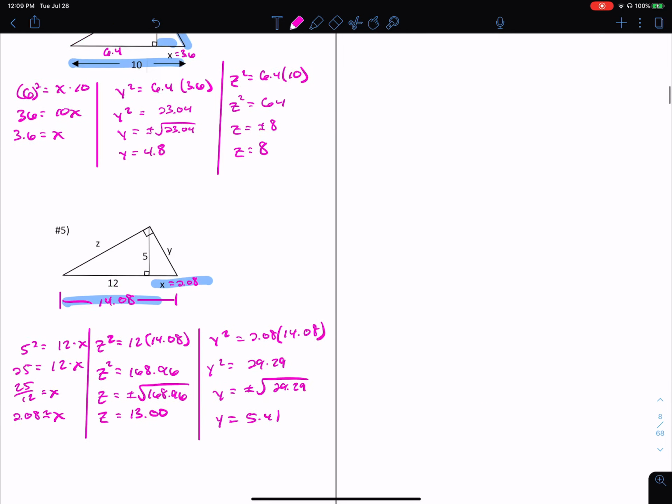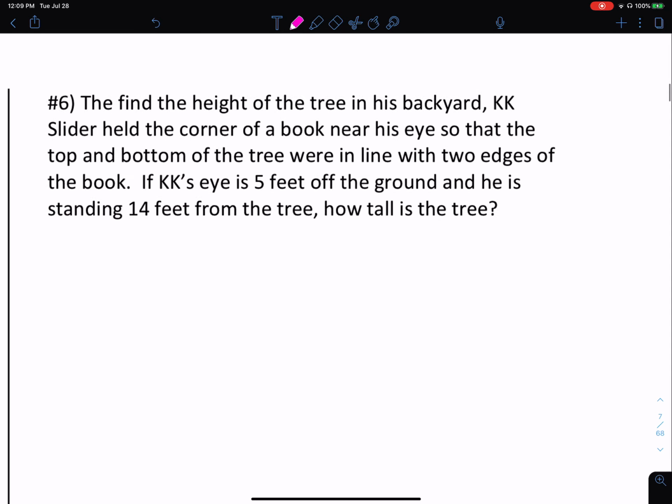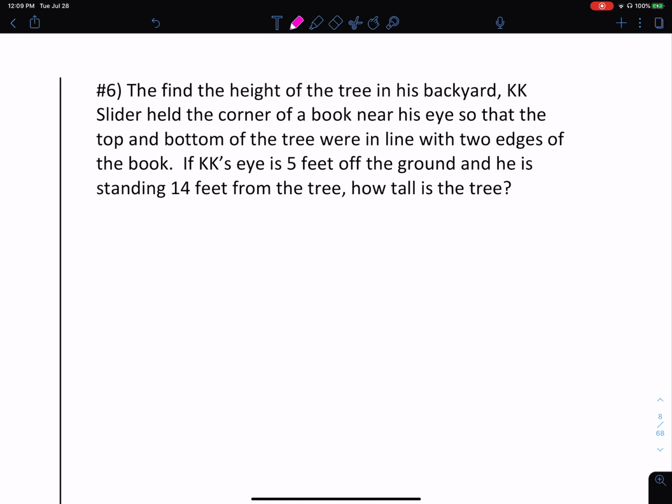All right, last problem. This is a word problem, which means, hey, it's getting real here, kids. This doesn't get any realer than this. Find the height. Wow, that's real. Find the height. That makes sense in no language. To find the height of a tree in his backyard, KK Slider held the corner of a book near his eye so that the top and bottom of the tree were in line with the two edges of the book. That's a little confusing. So let's try to make sense of that.